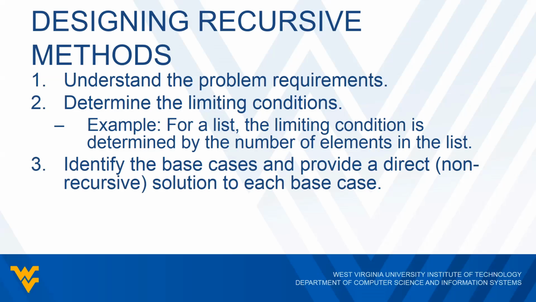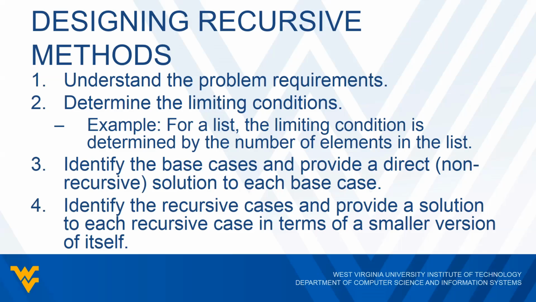The next thing is to determine the base cases. So we need to be able to identify what those base cases are and provide a direct solution, or a non-recursive solution, for every single base case. As we mentioned before, there could be more than one base case, but there has to be at least one. But we have to be able to identify those cases and provide direct solutions for every single one of those base cases. And then finally, we need to be able to identify the recursive cases and then give a solution for each of those recursive cases. Now, specifically, these solutions have to be in terms of a smaller version of that problem size.